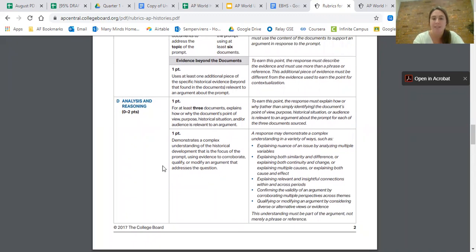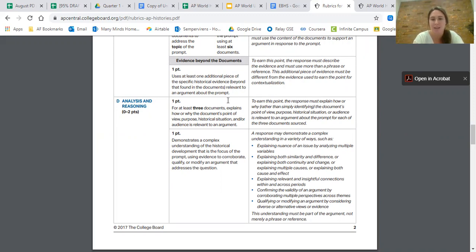And the complex understanding point is basically your third body paragraph where you show your counter view. So in your thesis, you have two claims that support your argument, one that shows a counter perspective. Having that third body paragraph and getting to that counterclaim can give you that complex understanding point on the DBQ. The other point is sourcing.